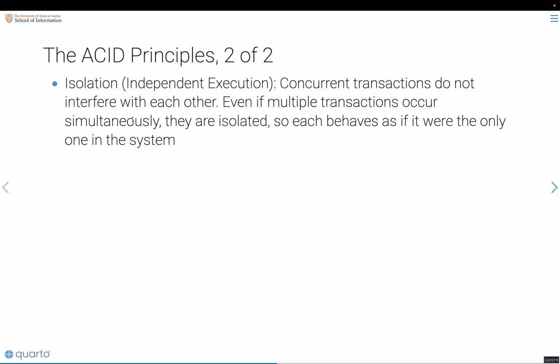And then isolation is the third principle. So we haven't been concerned about this one because we're using a single user database, but it should be the case that 2 people can do transactions at the same time. For example, 2 people are reserving seats in an airline at the same time, and they each behave as if they were the only one in the system.